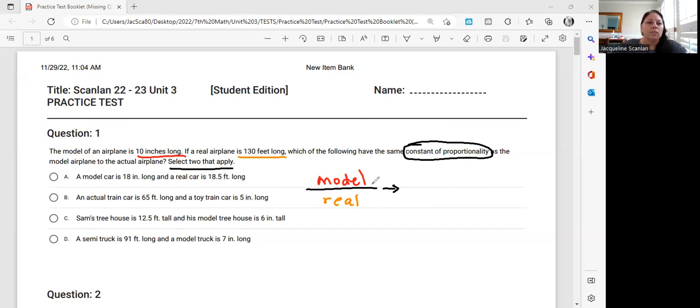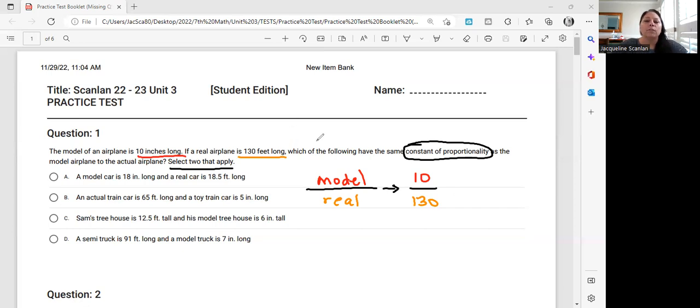So my model's airplane measurements were 10 inches. I'm going to disregard the label. We're not converting here. This isn't a question that is asking us for conversions. If you look at your answer choices, you could see that they're in inches and in feet, right? Here's your inches, here's your feet. So they're not asking you to convert. They're just asking you to create fractions. Okay, so my model is 10 and my actual or my real airplane is 130.